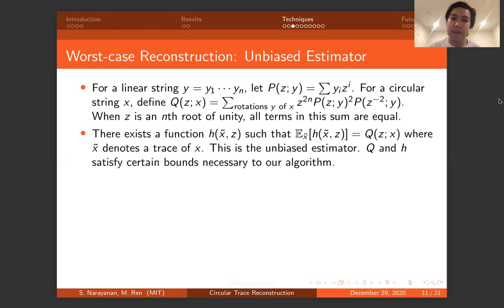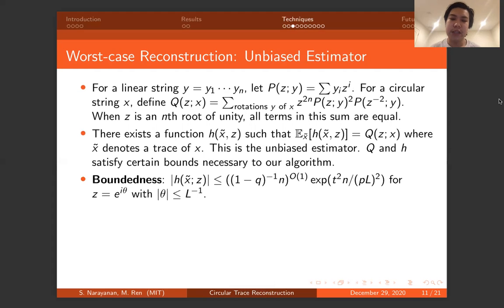And so we can show that there exists a function h that takes a trace of x and z, such that the expectation of this over the traces is equal to qzx. So this is what allows us to estimate qzx given many traces of x. This is our unbiased estimator, and in order to use it, we need certain bounds on q and h. First, we need that h is bounded in magnitude, so we can apply a Chernoff bound.